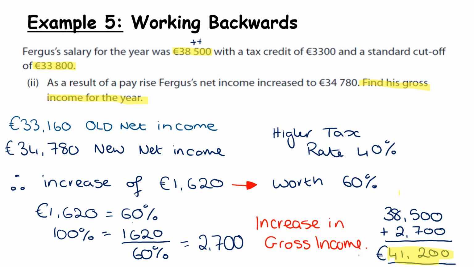So we're taking any extra money. That extra money will have only been subjected to a higher rate of tax, and that's it. So we know what it's worth and we can work off that. Again, if you need to go back over working with percentages, working backwards and so on, I'll link the percentages video in the description below.